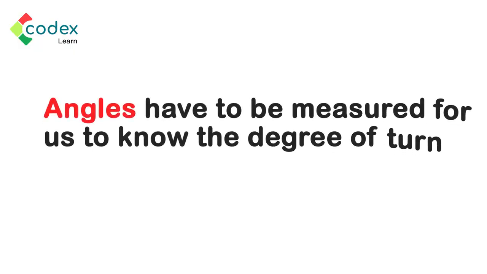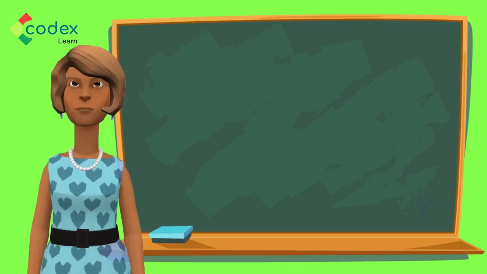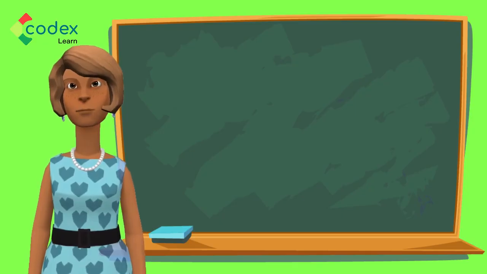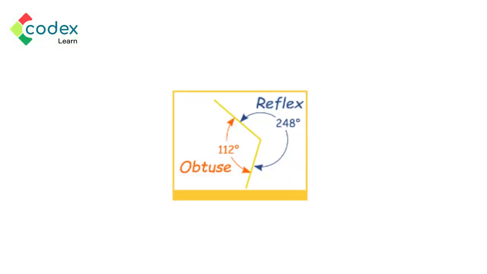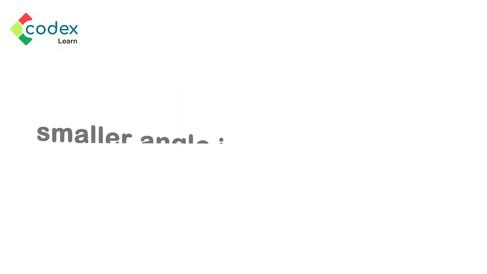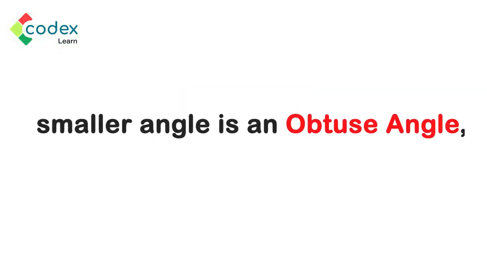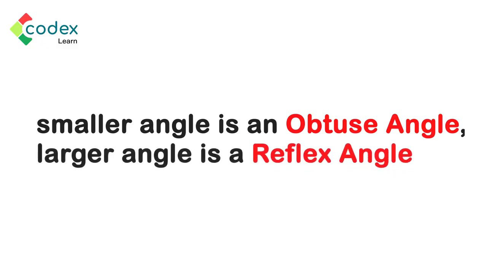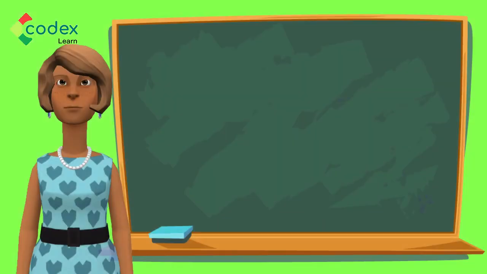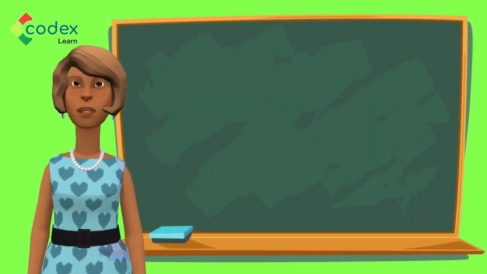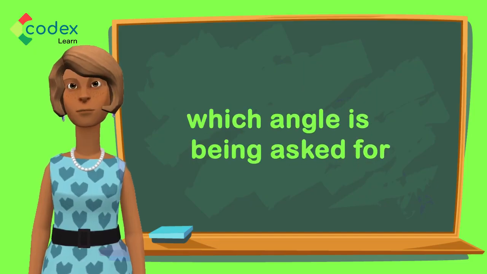Angles have to be measured for us to know the degree of turn. But you need to be careful when doing this. Look at my measurements, for example. The smaller angle is an obtuse angle, but the larger angle is a reflex angle. So when naming the angles, make sure that you know which angle is being asked for.